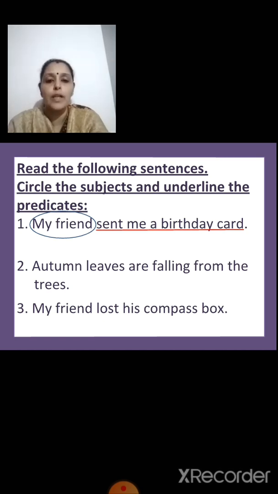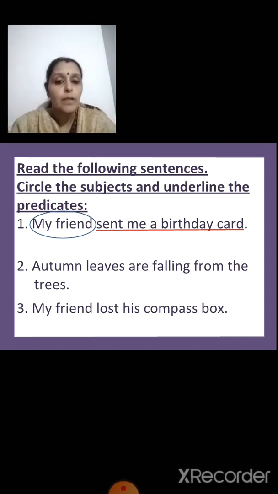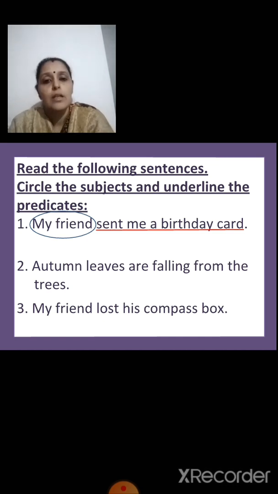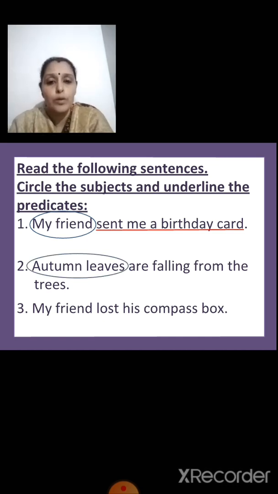Autumn leaves are falling from the trees. Now, what are we talking about here? Autumn leaves. So, autumn leaves becomes the subject. And what are we telling about autumn leaves? Are falling from the trees. So, are falling from the trees becomes the predicate. So, autumn leaves, we're going to circle, and are falling from the trees, we're going to underline it. Yes? So, shall we see the next one?